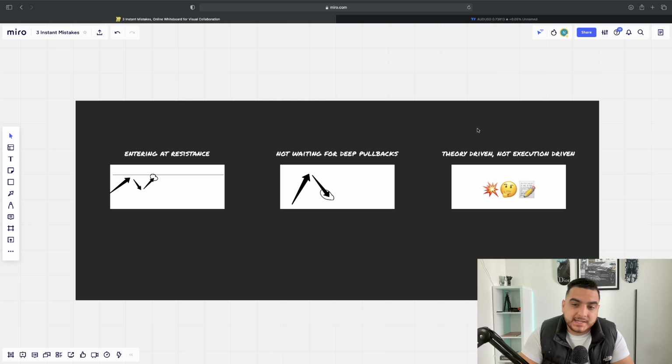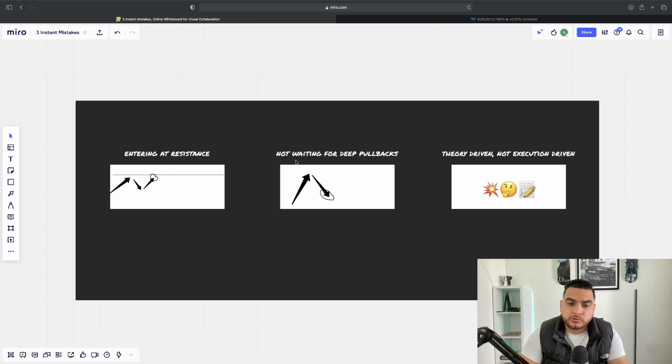They're the 3 mistakes. Stop being theory driven. Start executing on a demo account. Start executing on a live account. Get some skin in the game. Number 1, entering at resistance or selling at support. You do not want to do that because you're basically going against everything that technical analysis is.